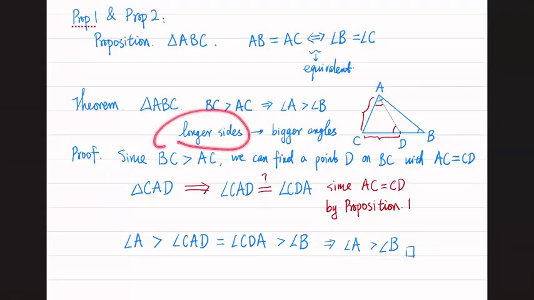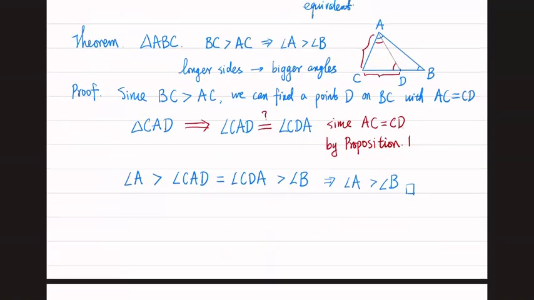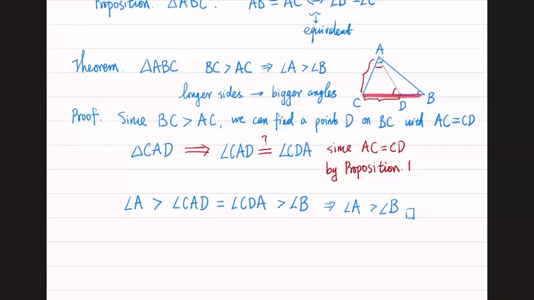So longer sides, bigger angles. Yes, correct. Longer sides face bigger angles. So this is a longer side than AC, and the angle is bigger than this one. So a longer side faces a bigger angle. This is a shorter side with a smaller angle.